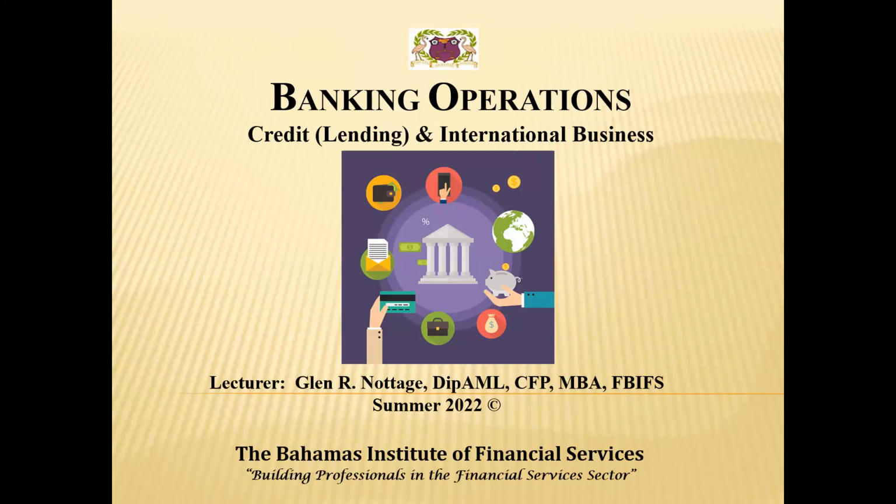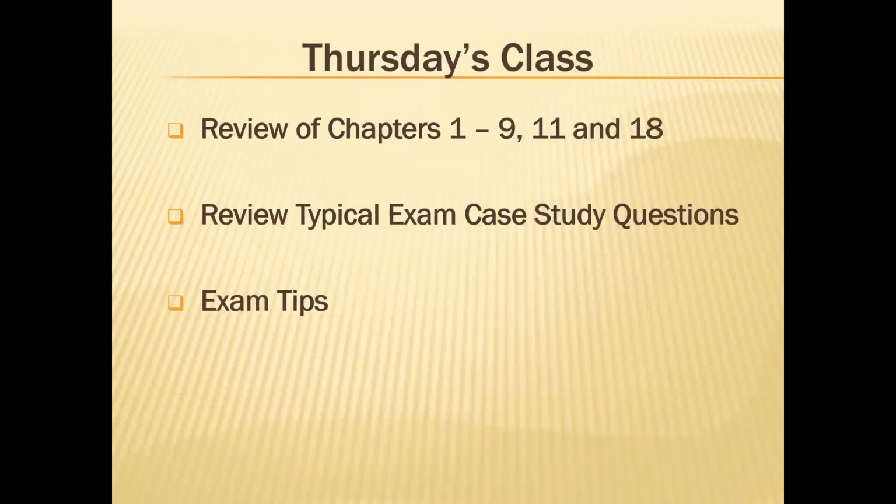So tonight, this is what we're gonna do tonight. But actually, Thursday's class. We're gonna say what's gonna happen on Thursday's class first before we start tonight's class. On Thursday's class, we will review chapters 1 to 9, 11, and 18. We'll also review some typical exam case study questions. That's like the Martin and Sherry rule. And then I will also give some exam taking tips for this particular exam.